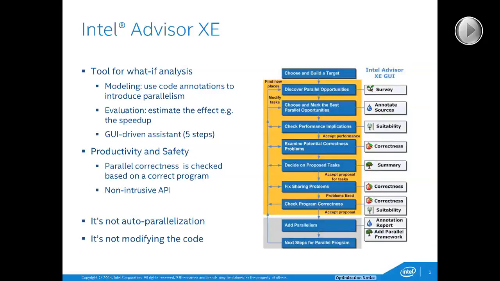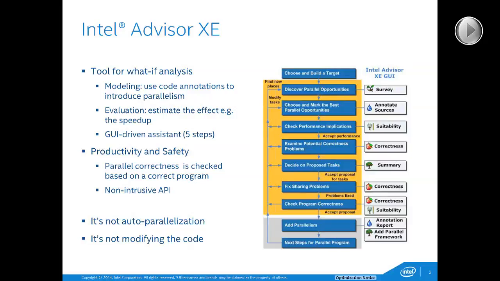So what is Advisor XE? Advisor XE is a tool that helps you model parallelism. Helps you add annotations to your code to introduce parallelism. Adding parallelism is important to take full advantage of modern processors. Almost no one is sitting out there with a single core processor anymore, so you really want to be able to take advantage of all the computation power you've paid for. But that can be very difficult. So Advisor is a tool that's going to help you step by step go through the process of modeling what happens if you parallelize particular sections of your code.